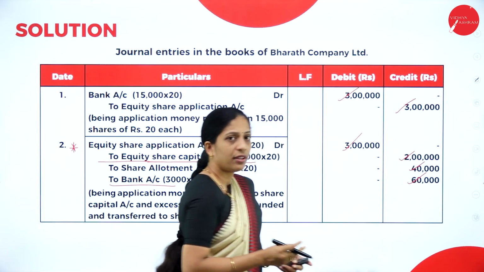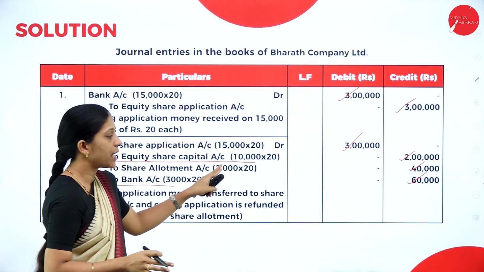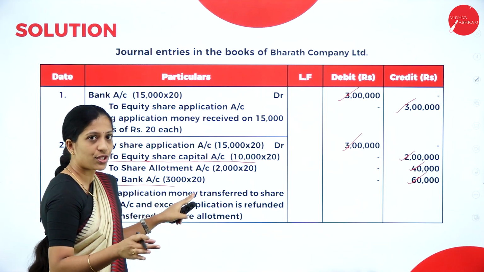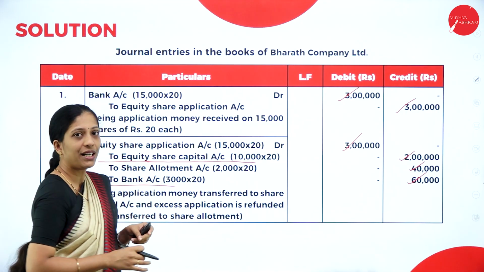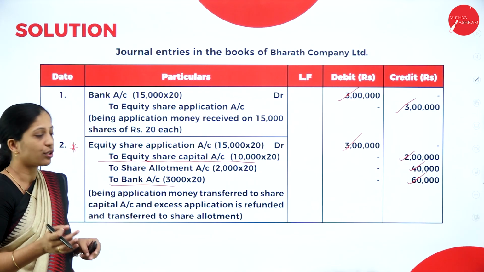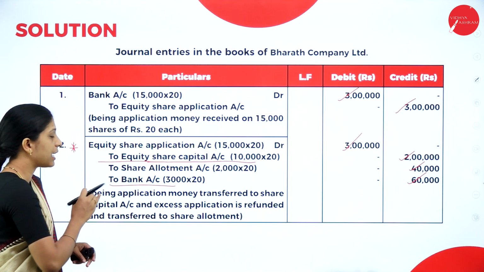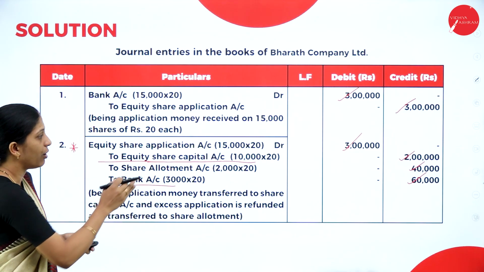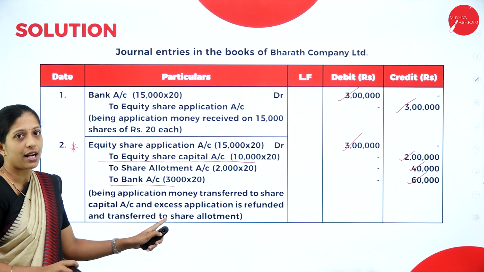So out of 15,000 shares, 10,000 we are going to allot the shares and 3,000 we are going to reject, and excess 2,000 we are going to adjust to the allotment account. So your narration will be application money transferred to share capital account and excess application money is refunded and transferred to share allotment. So hope you are clear about this entry. This was the extra entry here.